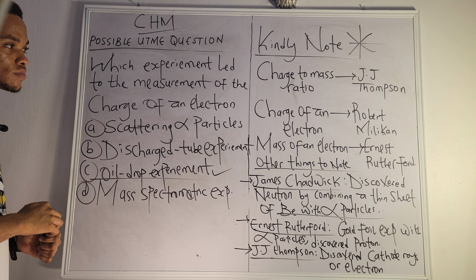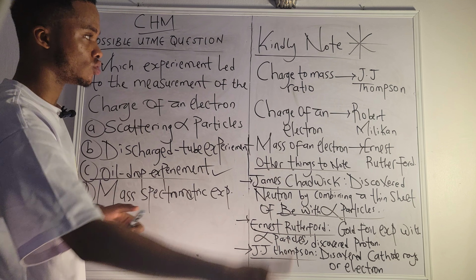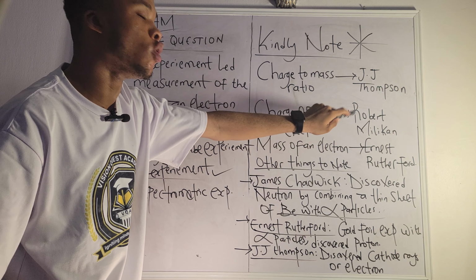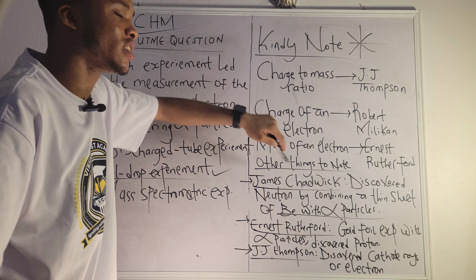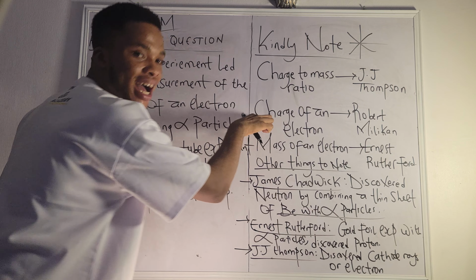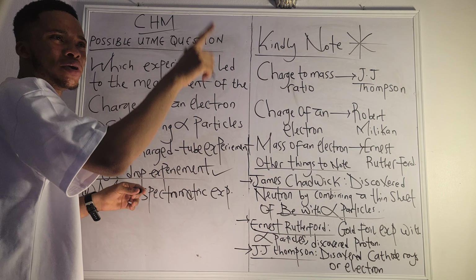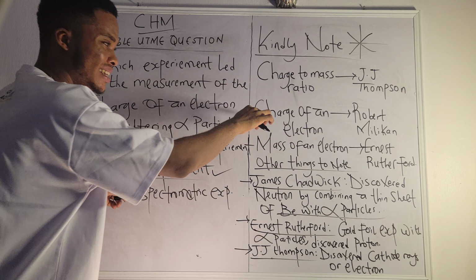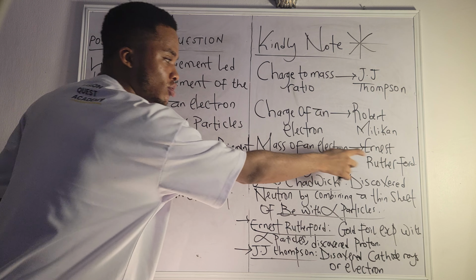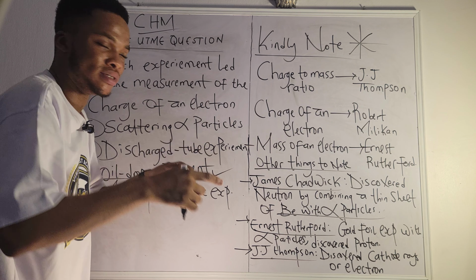Now please note something. The charge to mass ratio of an electron was given by J.J. Thomson. The charge of an electron itself was given by Robert Millikan, while the mass of an electron was given by Ernest Rutherford. Robert Millikan discovered the charge of an electron, which is about 1.69 times 10 power minus 19 or so. Ernest Rutherford gave the mass of an electron, the value itself.